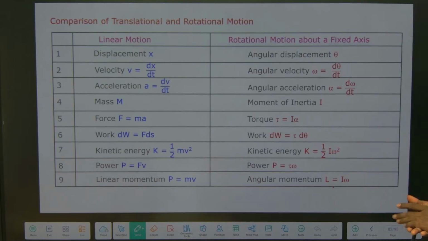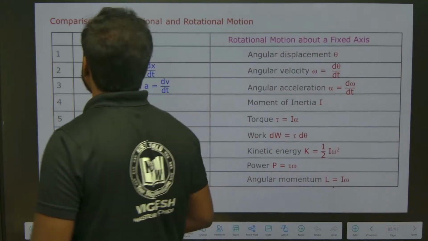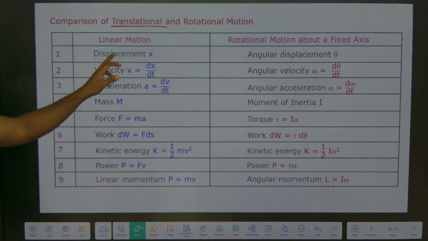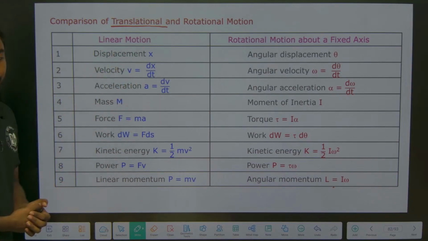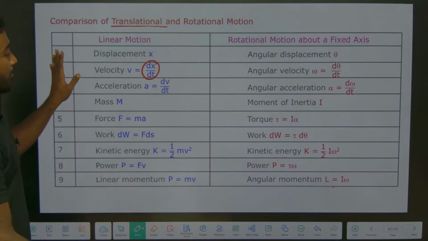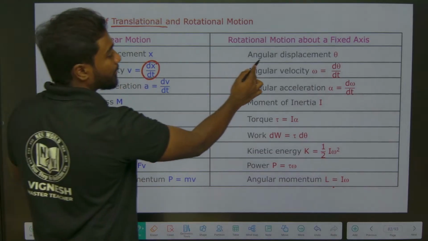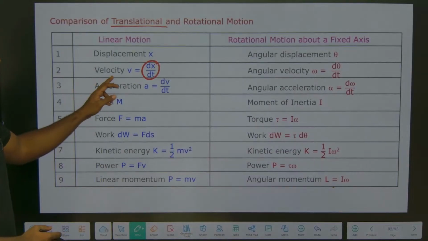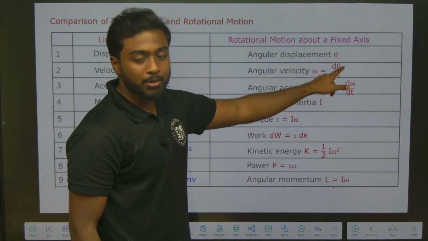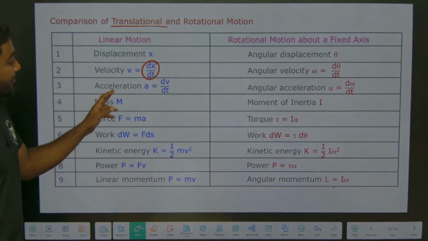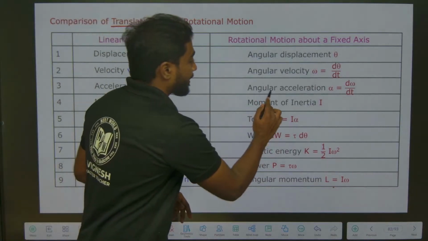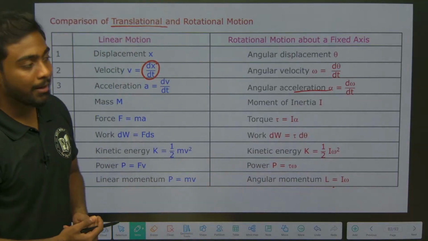Okay. So, comparison of translation and rotational motion. Translation is nothing but linear, that is one dimensional. Linear motion: displacement x or s, which we have discussed, and velocity is dx by dt. Whereas in rotation we have angular displacement theta, and angular velocity omega is d theta by dt. Acceleration is dv by dt, and angular acceleration alpha is d omega by dt.